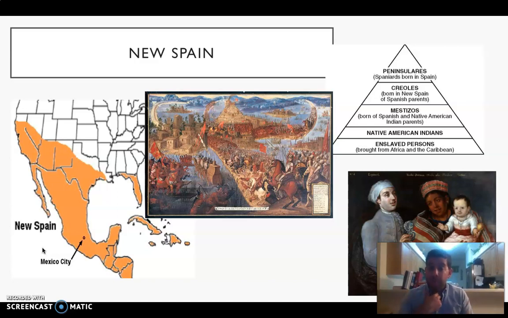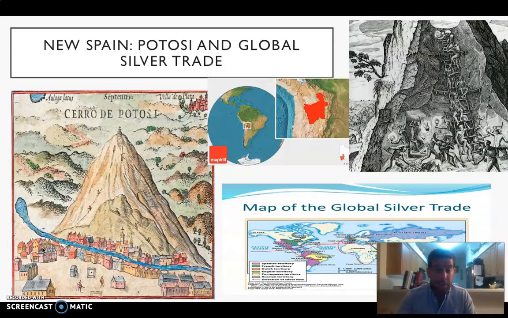But below them, and perhaps the largest group, were these mestizos, who were people of mixed Spanish and indigenous blood. And you can see that picture right down there of clearly a Spaniard man with either an indigenous woman or a mestizo woman and their child. So unlike in the British colonies, you have the mixing of races that creates New Spain.